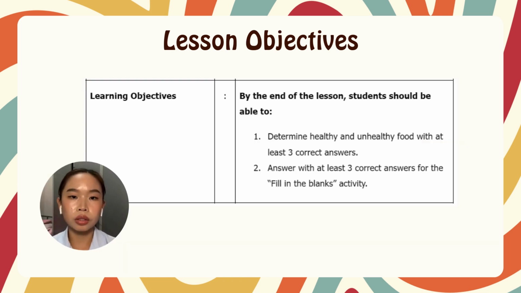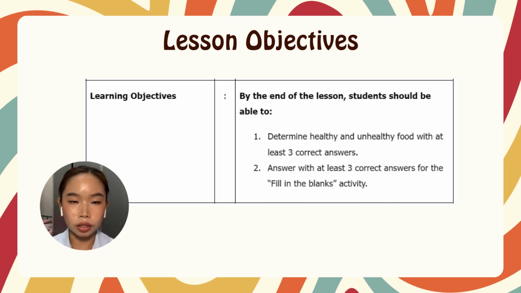So now I will outline the learning objectives for the lesson on healthy food during festival. These objectives guide what students should achieve by the end of the lesson. The first objective is that students should be able to determine healthy and unhealthy food with at least 3 correct answers during the activity. This will be assessed through a visual and discussion-based activity where students categorize foods as healthy or unhealthy.